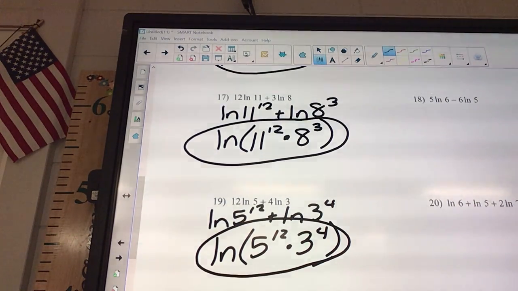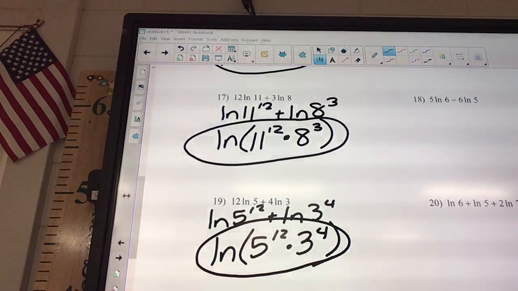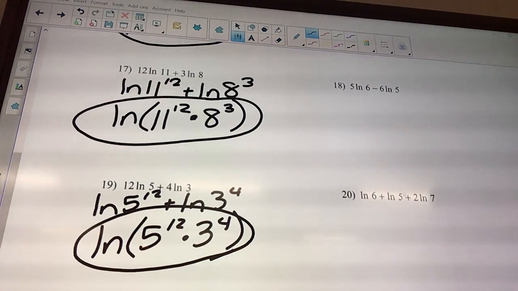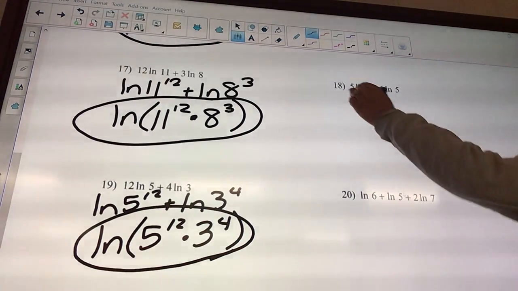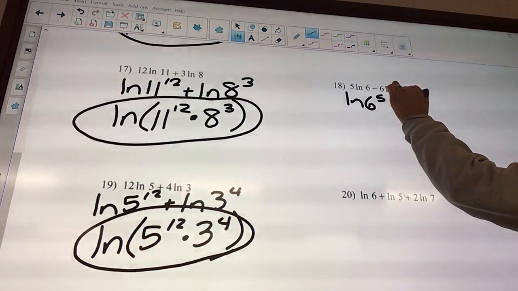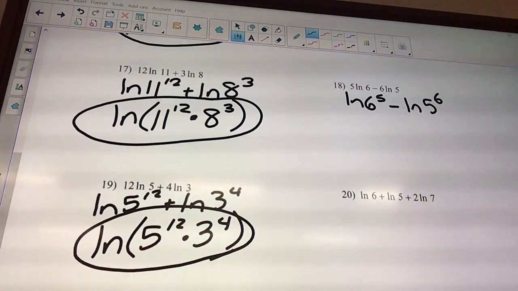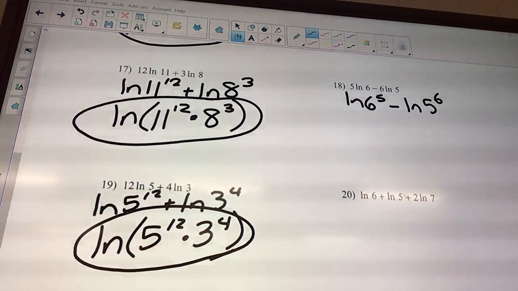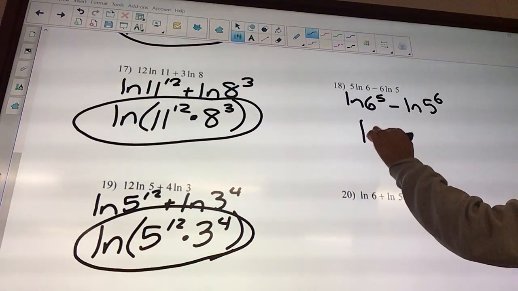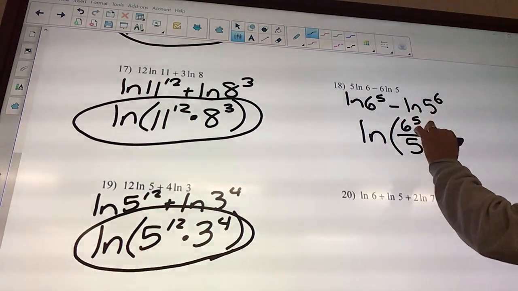Wait, so what about the subtraction? I know, I'm getting ready to do it. Okay, let's look at 18 real quick. Same thing, you're going to move the powers first. So you're going to get natural log of 6 to the 5th minus natural log of 5 to the 6th. Okay, and what do we do with the minus? Divide. Which one goes on top? 6. So it's going to be 6 to the 5th over 5 to the 6th.